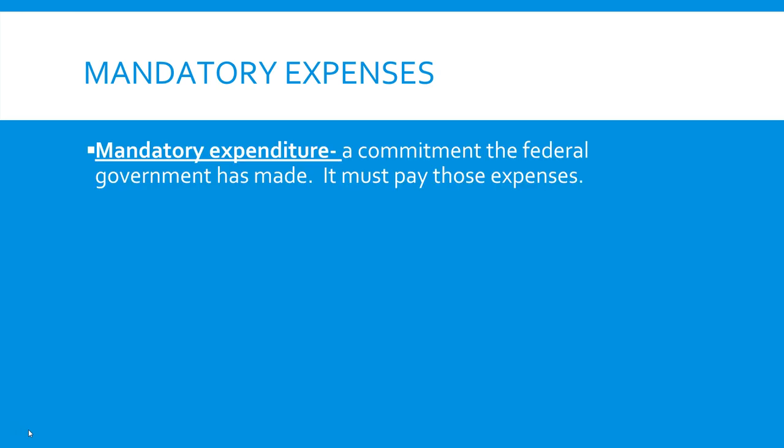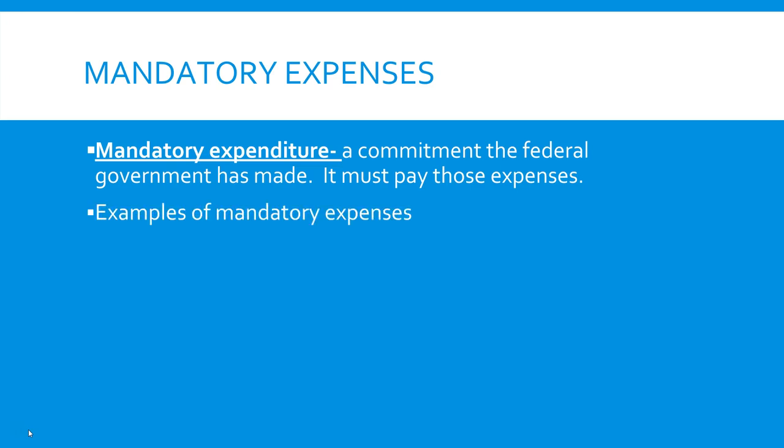Mandatory expenses. So what does our tax dollars pay for? Well, there's a couple things that they pay for going toward the federal government, because the federal government also guarantees that it's going to cover some of those expenses through the taxes that they collected. So a mandatory expenditure is a commitment the federal government has made and must pay those expenses.